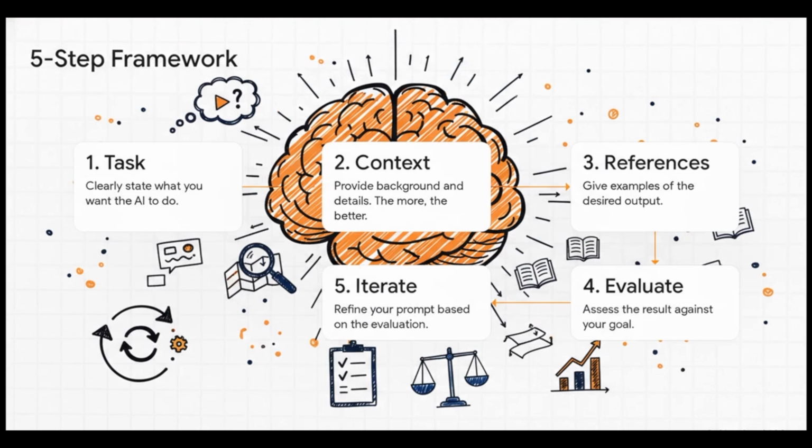And that's where this awesome 5-step framework comes in. First, the task. Be super clear about what you want it to do. Then you got to give it context, the who, what, where, why. The more detail, the better. Third, give it references. Show it what good looks like. Then you evaluate what it spits back out. And finally, and this is maybe the most important part, you iterate. You tweak that prompt and you go again.